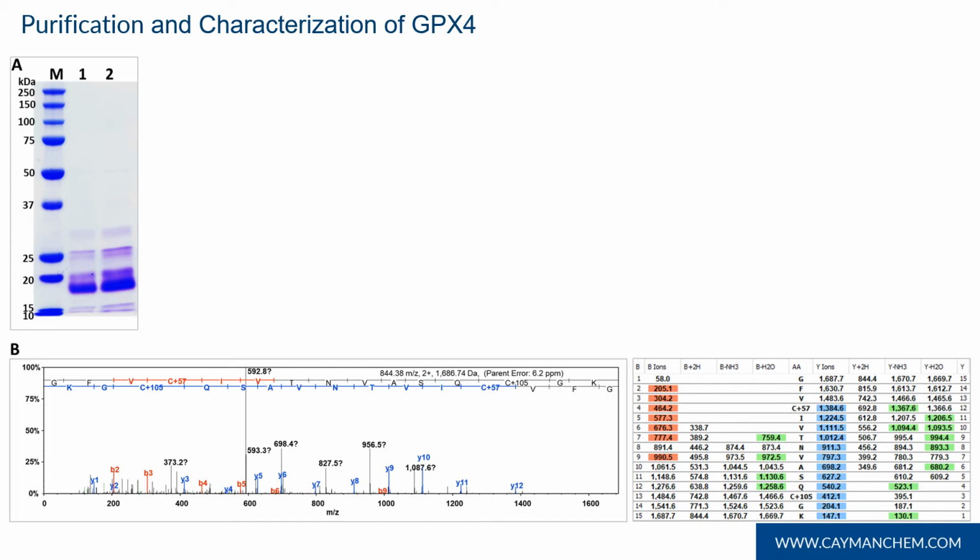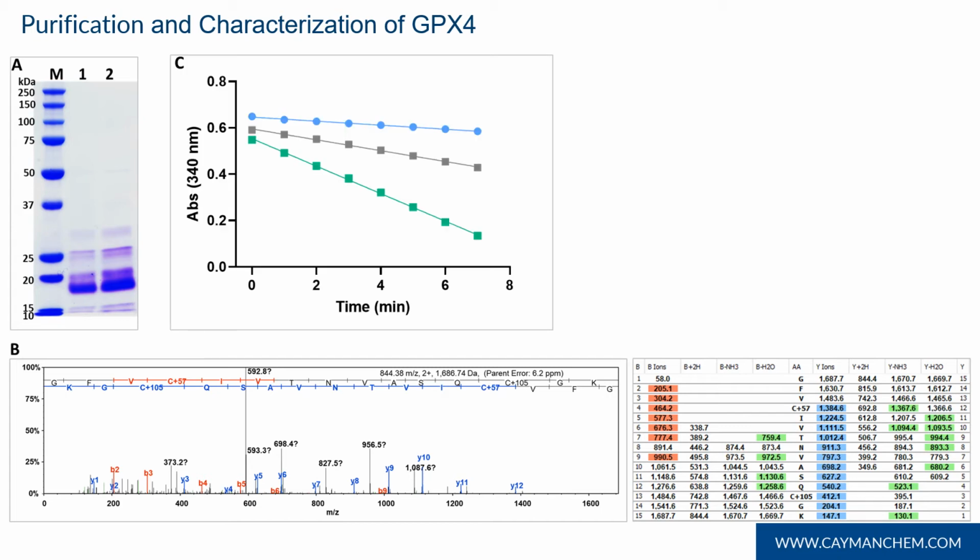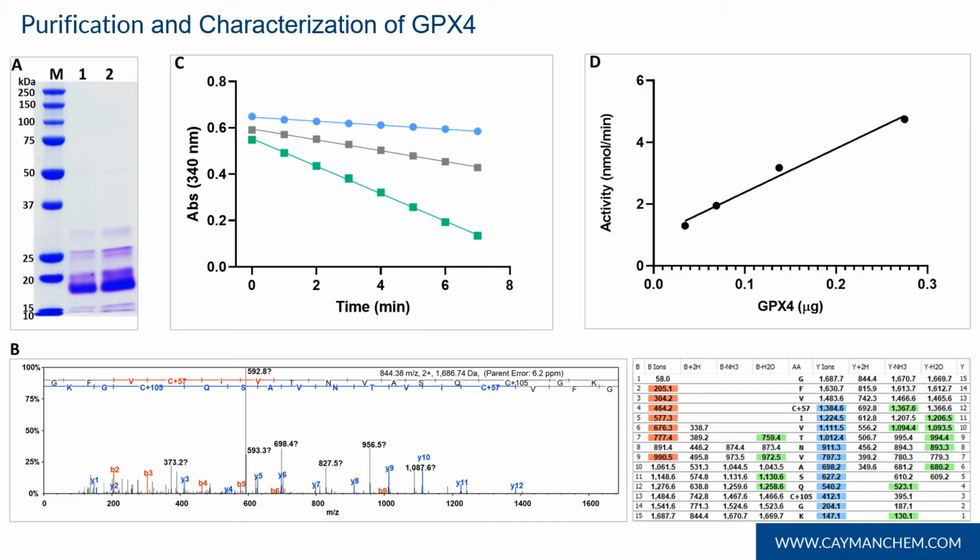We also confirmed the GPX4 activity using Cayman's glutathione peroxidase assay kit. The activity of the purified protein in gray was measured and compared with the background in blue and the positive control in green, as shown in C. The specific activity of the purified protein was measured using serially diluted GPX4 protein in the same assay kit, and a unit activity was defined accordingly, as shown in figure D.